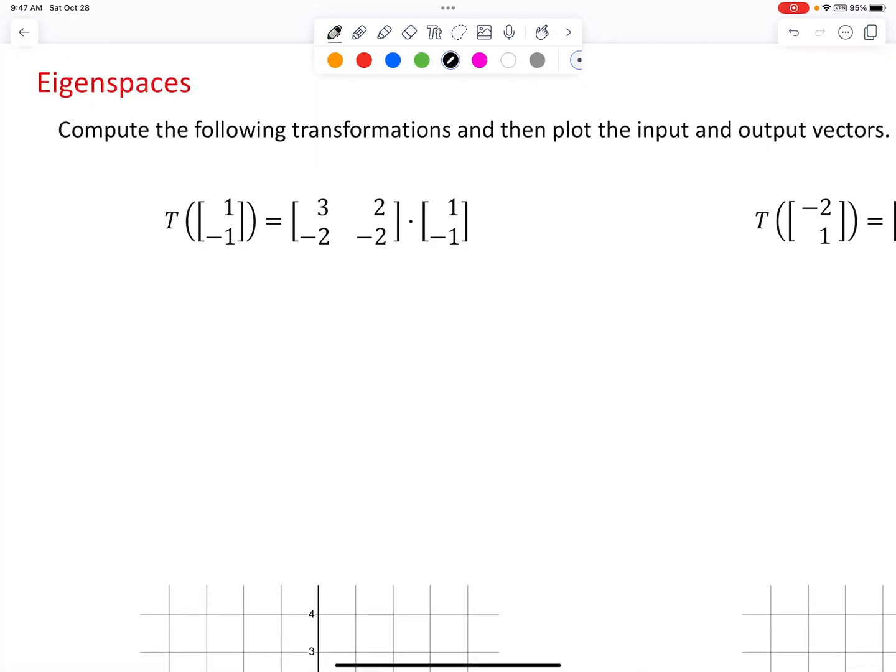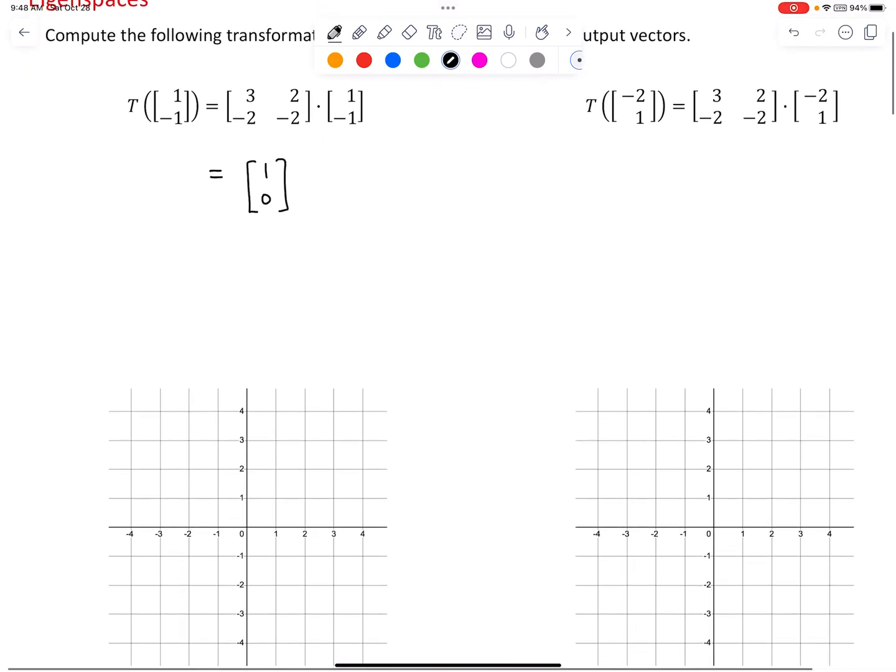In the first case, we input the vector 1, -1, and then we perform this matrix vector multiplication to get the output. So for the first component, we'll get 3 minus 2, which is 1. And the second component will get -2 plus 2, which is 0. So plotting both the input and the output vector, let's let the input vector be green, 1, -1, and the output vector will be red.